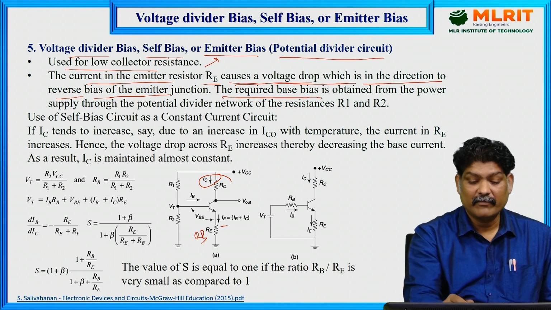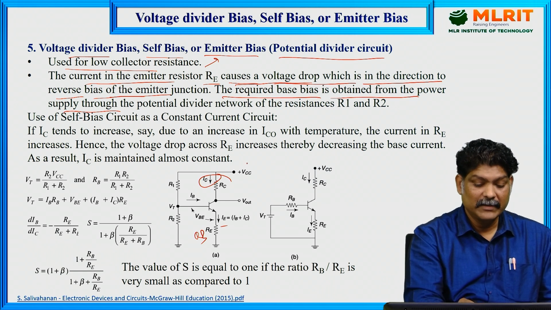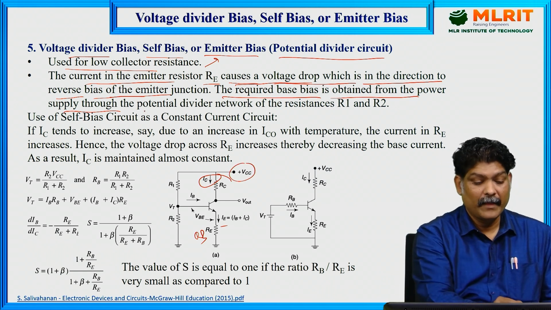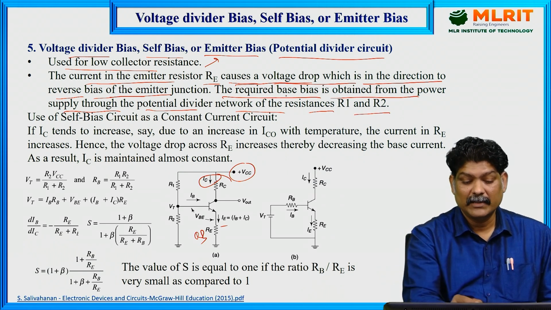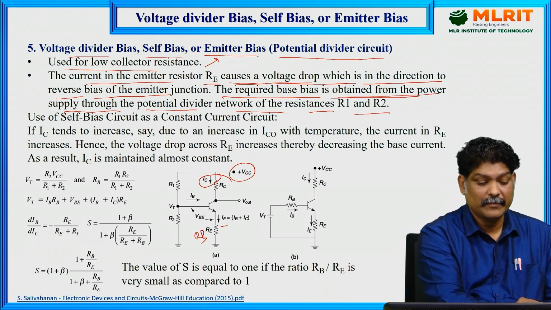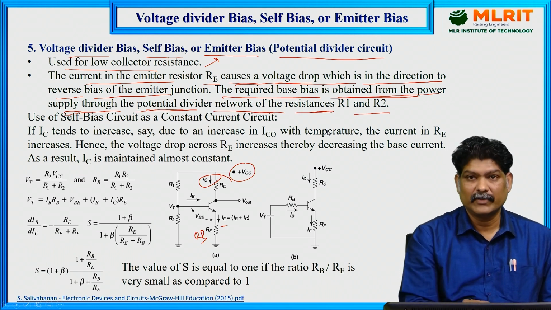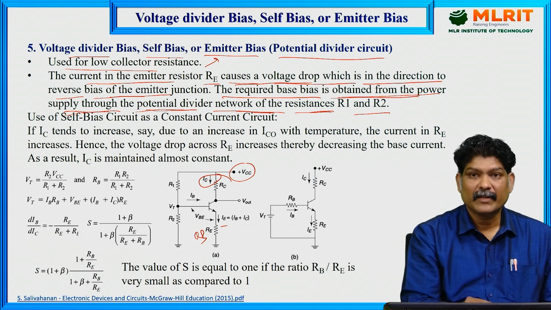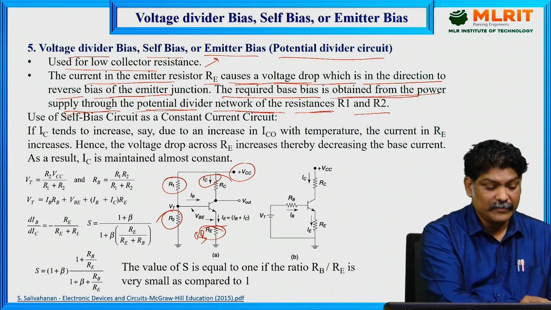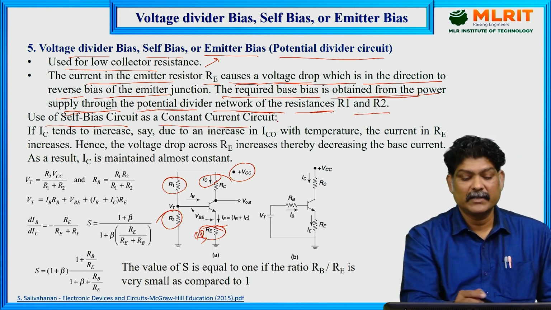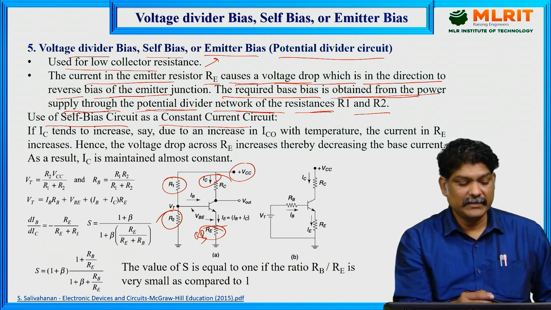Now the required base bias is obtained from the power supply. So for the base bias, this voltage can be used. The required base bias is obtained from power supply VCC through the potential divider network of the resistances R1 and R2. Therefore, we use the self bias circuit as a constant current circuit. This is very important; it is the most used biasing circuit.